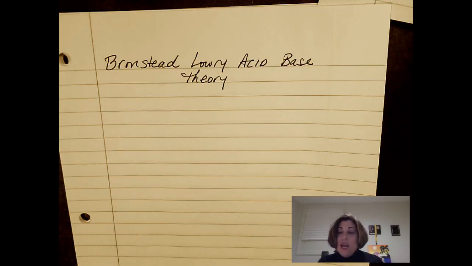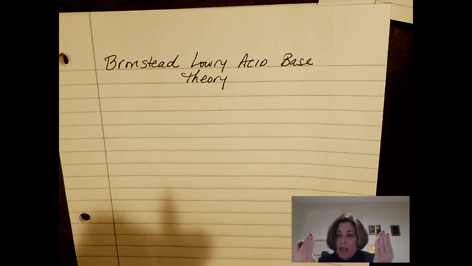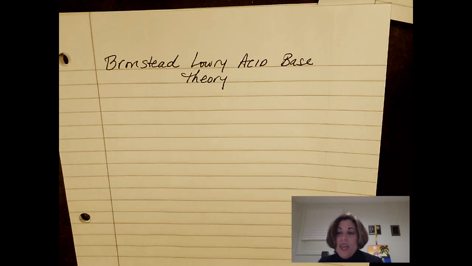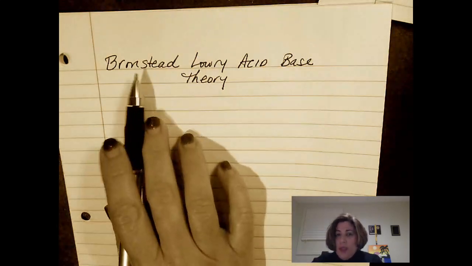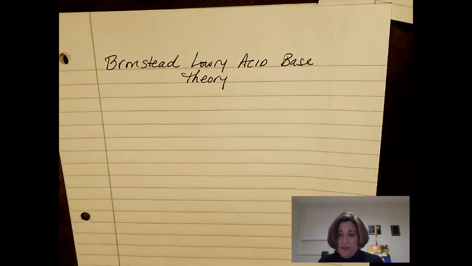Let's just reflect back. Arrhenius said acid yields H plus, hydrogen ion or hydronium ion. Base yields OH minus, which is hydroxide ion. So this whole time we've been looking at H plus and OH minus coming together, making HOH, which is water, which is neutralization.